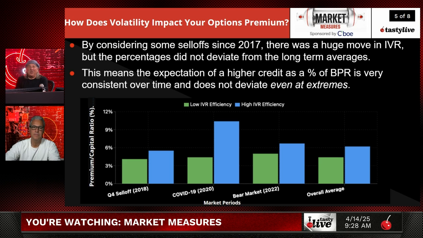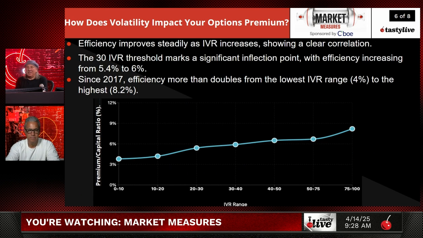Okay. So it's how they entice you. At extremes. Let's go next slide. The marketplace entices you. So efficiency improves steadily as IVR increases, showing a strong correlation. And right now, the reason we're doing this is because IVR is so high. It's heightened across the board. A 30 IVR threshold makes a significant inflection point. Right now, we're probably in the mid 50s to 70s for almost everything.